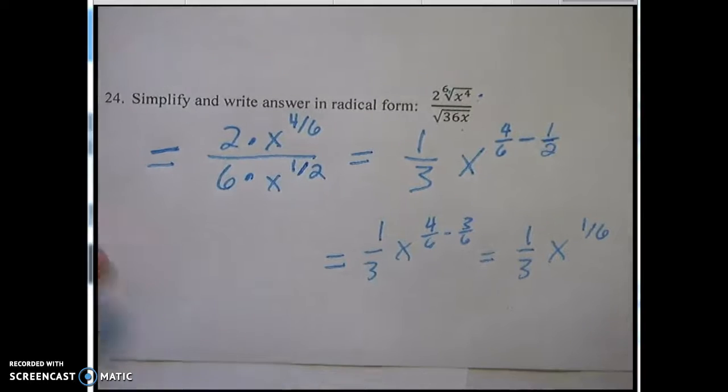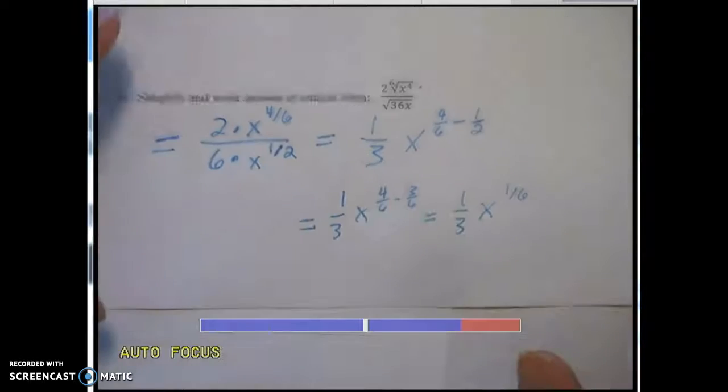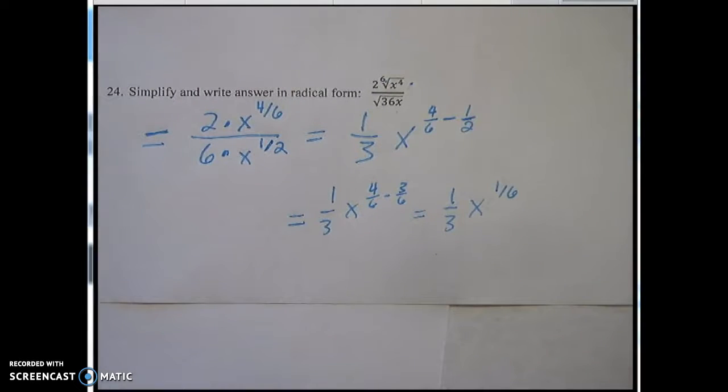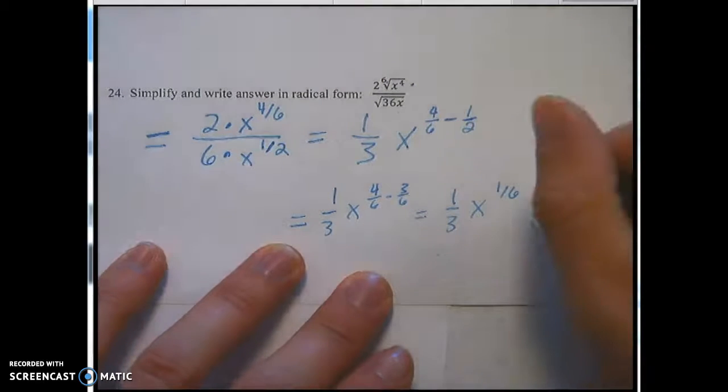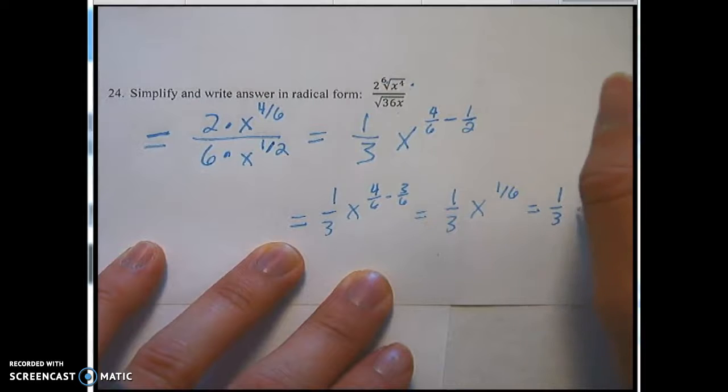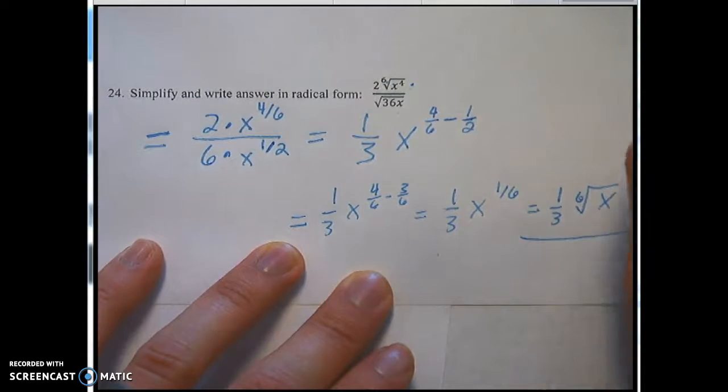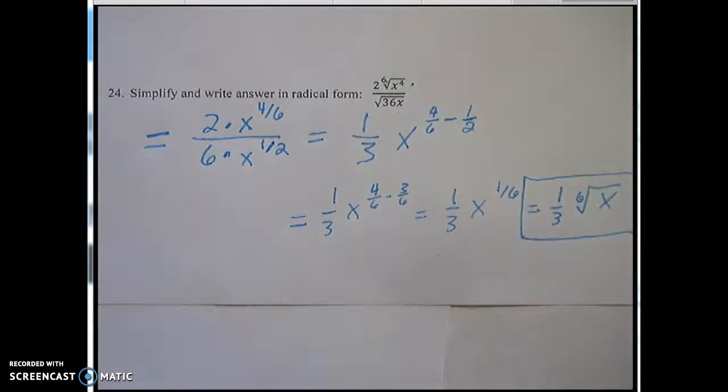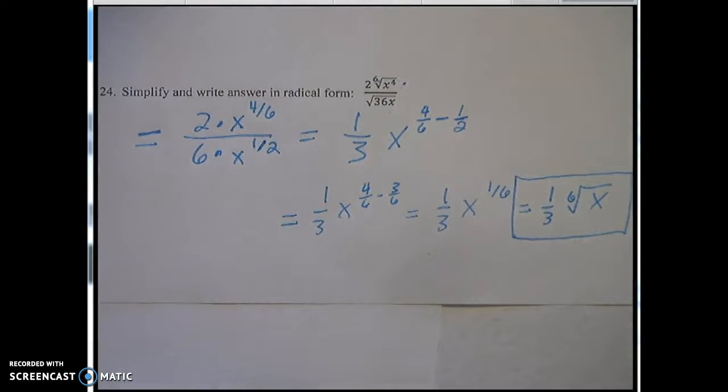But we're told to rewrite it in radical form. So I need to realize at this point that the 1/6 power is the same as taking the 6th root. So I'm going to rewrite that as 1/3 times the 6th root of x. That's the final answer there.